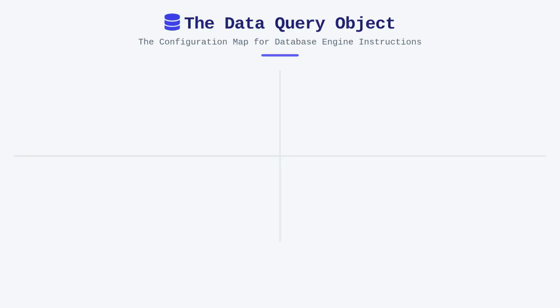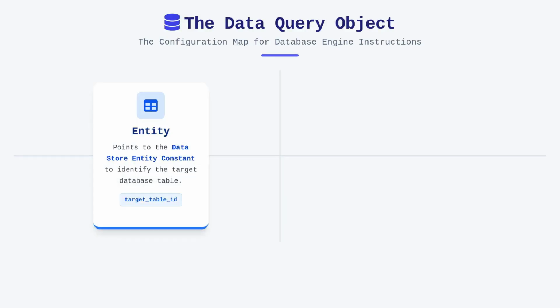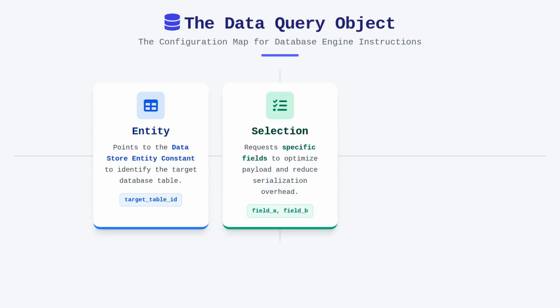Central to this object is the entity parameter, where we specify the data store entity constant that points to our database table. Once the target is established, we must define the selection criteria using the selection parameter, which allows us to request specific fields rather than pulling an entire row of data. Selecting only the necessary columns is a critical performance practice, as it reduces the payload that must be serialized and transmitted to the application server.